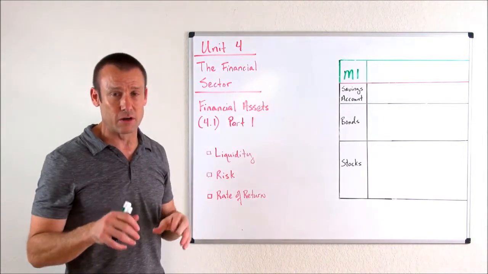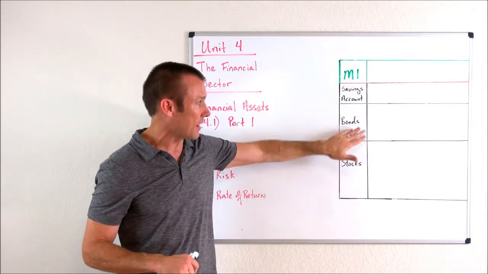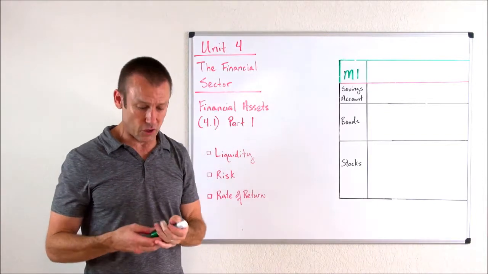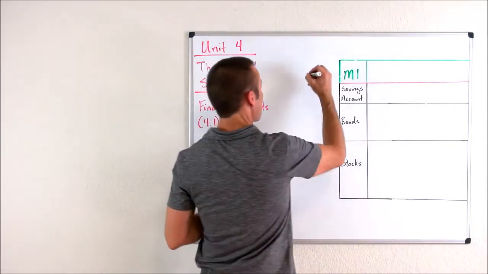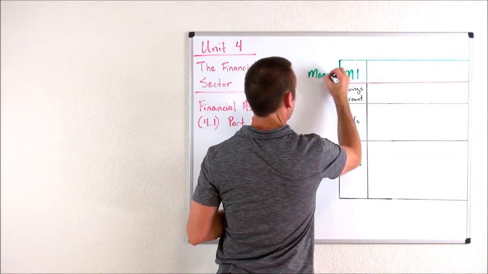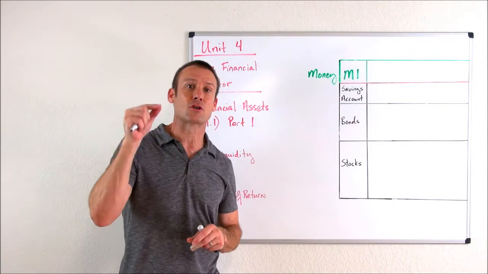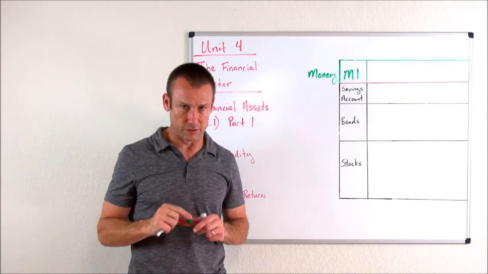So let me get started right off the bat. I'm going to start with M1. Why? Because you've probably heard of stocks, bonds, and savings accounts, but this is jargon right here. So let's start with the jargon. What is M1? M1 is what we call money. Well, what the heck is money? Money is a financial asset that in its current form can be used to buy goods and services.